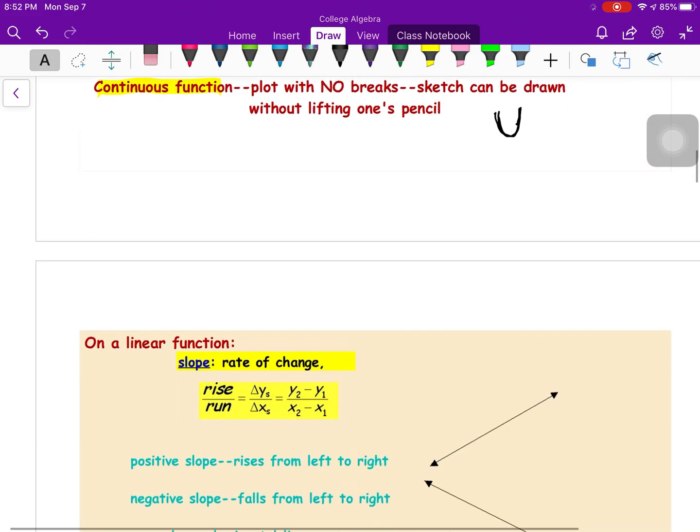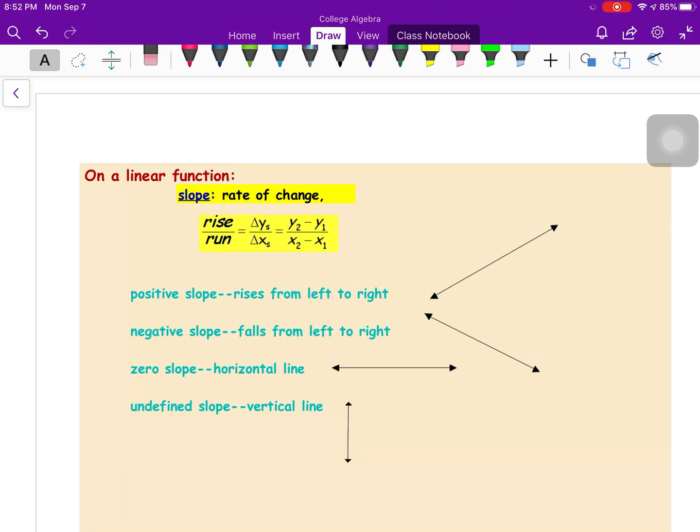When a function is linear, we say it has slope because it needs to be in the form y equals ax plus b, where a is your slope. So slope means your rate of change. Slope is rise over run, change in y's over change in x's. If you're changing your y's, it means you're finding the difference between your y coordinates. And if you're finding the change in your x's, it's the difference of your x coordinates.